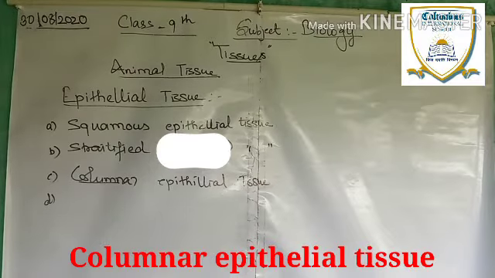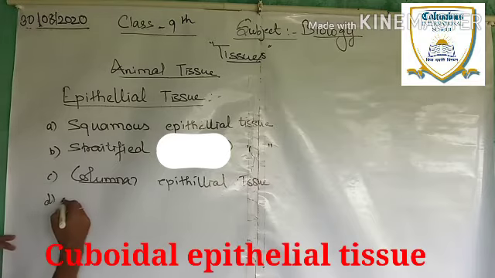Column is pillar. So this type of tissue is in the shape of a pillar standing, and hence they provide a position and shape to the body. Hence they are called columnar epithelial tissue. Next is cuboidal.